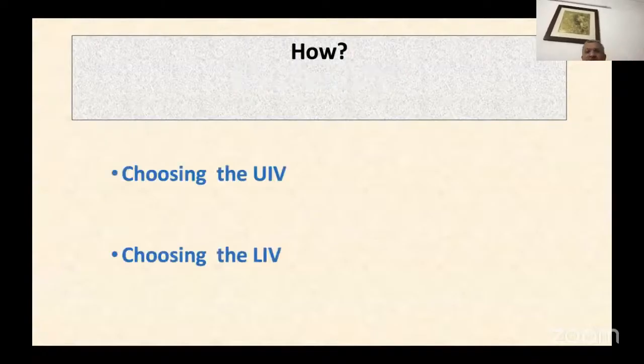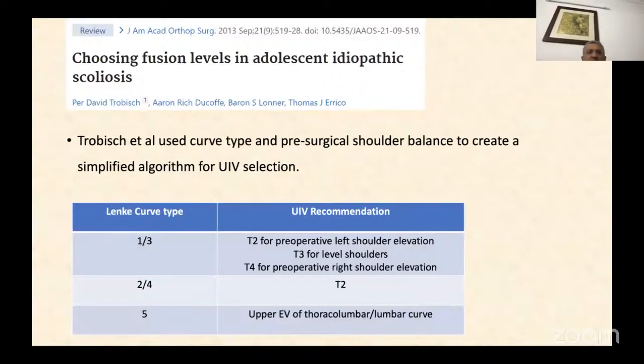How do you choose the LIV? There are two aspects to the fixation. How do you choose the UIV? How do you choose the LIV? Even though it has been given in this article by Trobisch, the person who first popularized this is Suk. It is called Suk's rule. If you have the right shoulder up in the main thoracic curve, you go to T4. If you've got the left shoulder up, you go to T2. If both the shoulders are at the same level, go to T3. It's a simple rule. There are exceptions.